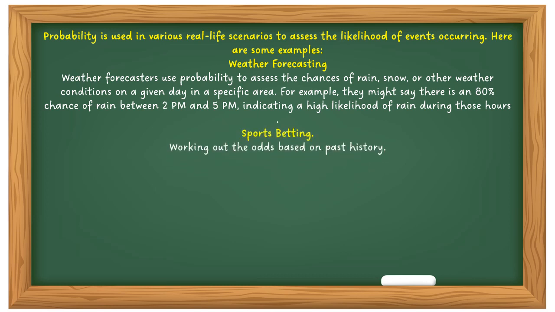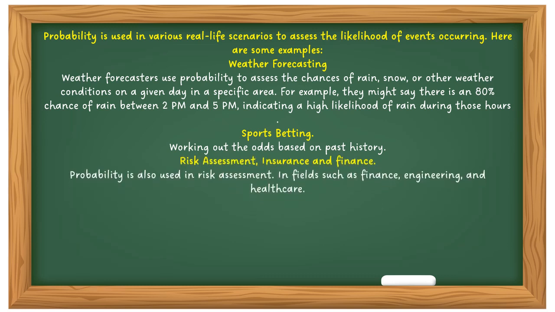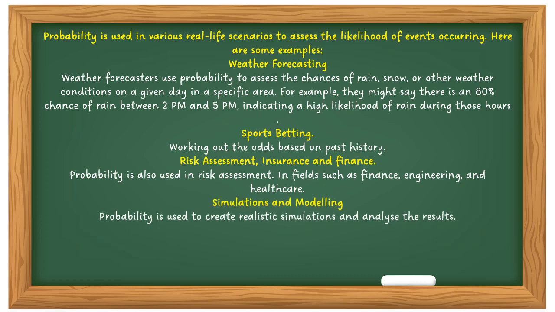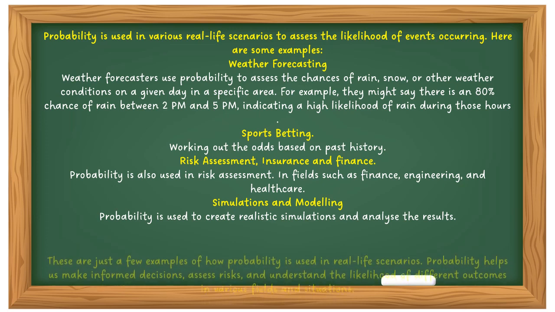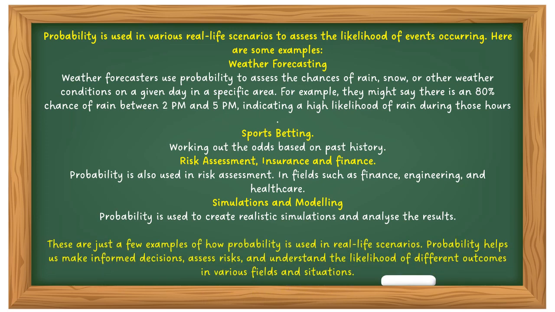All right. Sports betting, work out the odds based on past history. Risk assessment, insurance and finance. Probability is also used in risk assessment in fields of finance, engineering and healthcare. All right. Simulations and modeling. Probability is used to create realistic simulations and analyze the results. And these are just a few examples of how probability is used in real life to help us make informed decisions, assess risks, and understand the likelihood of different outcomes in various fields and situations.